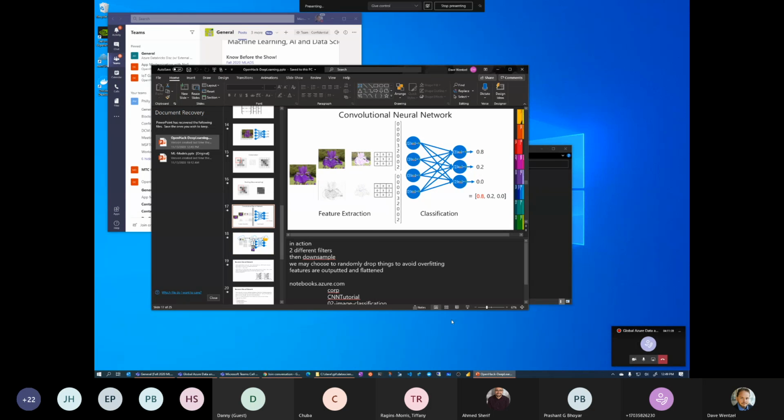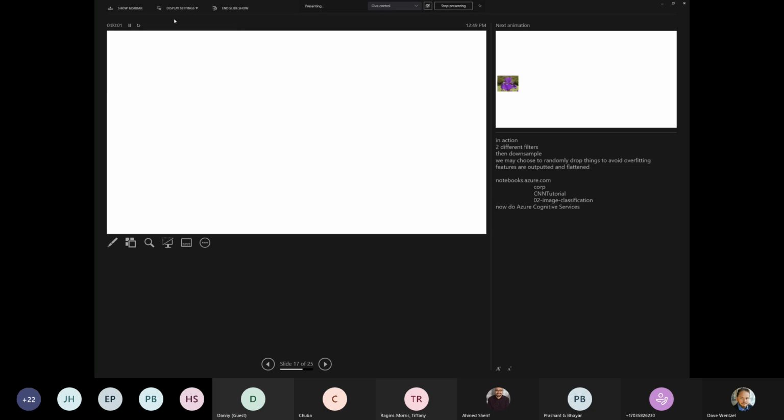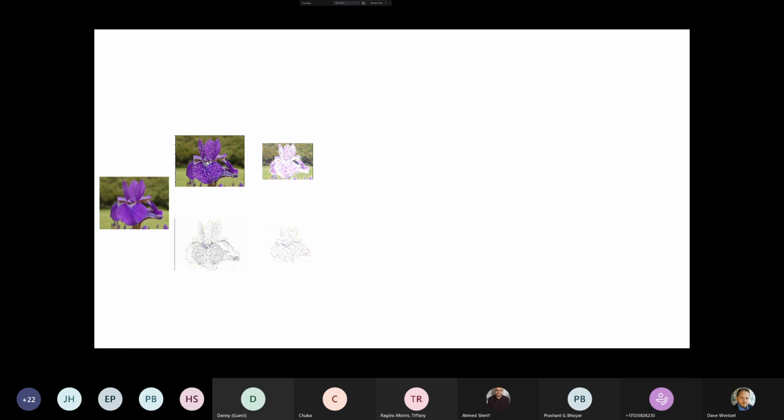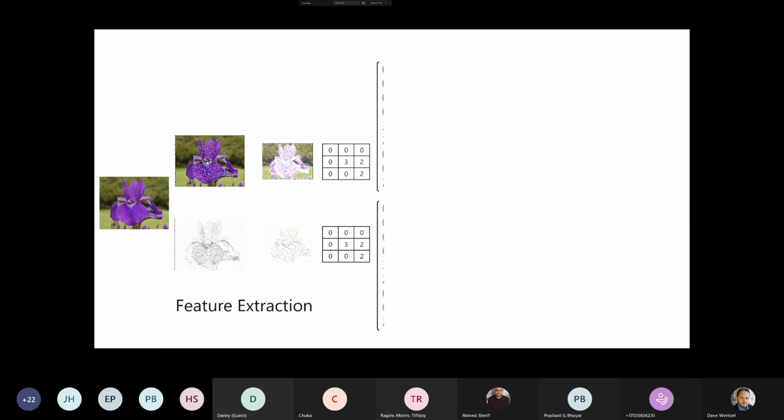So let me go back here. What you do essentially in transfer learning, let me swap this over real quick, because this is the really interesting part of this, because nobody honestly goes out and codes these things from scratch.